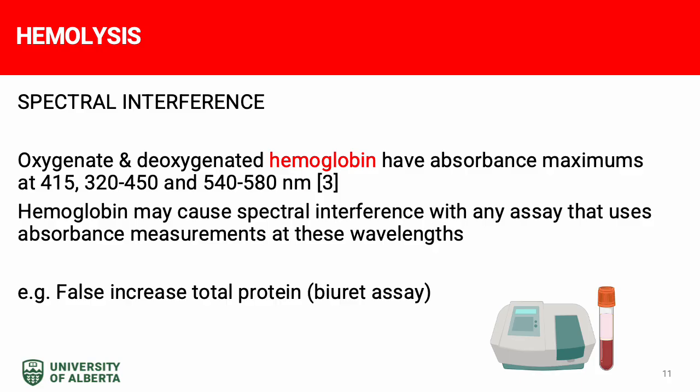Hemoglobin strongly absorbs light between 320 and 450 nanometers, and also between 540 and 580 nanometers. Subsequently, hemoglobin may cause spectral interference in assays that use absorbance measurements at these wavelengths. The extent of the interference is dependent on the concentration of free hemoglobin in the sample and the presence of other endogenous or exogenous interferents.